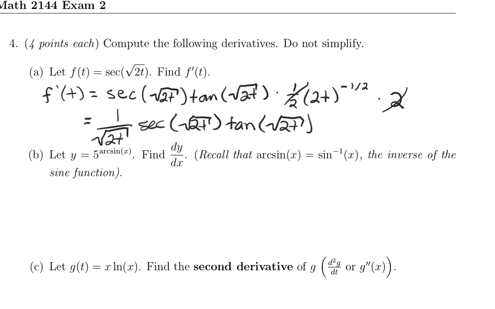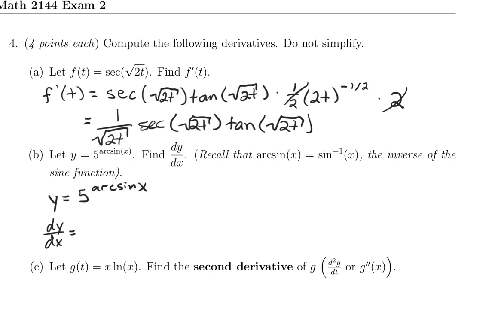Okay, that's our answer. So next, we're going to do y equals 5 to the arc sine of x. We want to find dy dx. So here, let me just write this real quick. And there we go. So when we have the derivative of this, we're just going to take the derivative of both sides with respect to x. So we get dy dx on the left side.